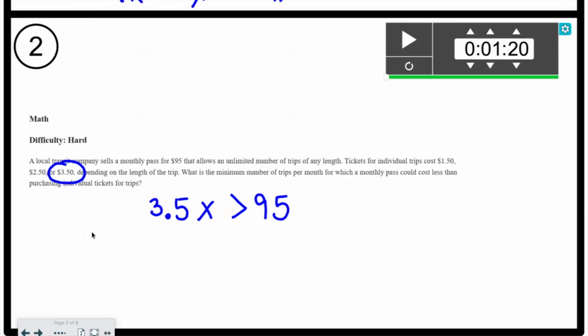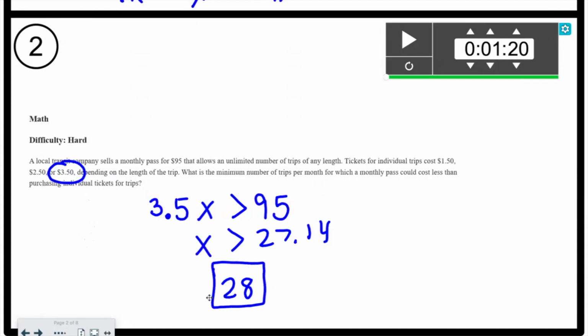So then is that all you do? You just divide it by 3.5? Yeah, but then you get 27.14. So then the minimum number of trips will be 28, because you can't have a fraction of a trip. That's why the answer has to be 28.